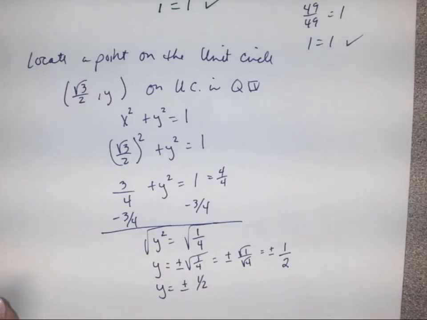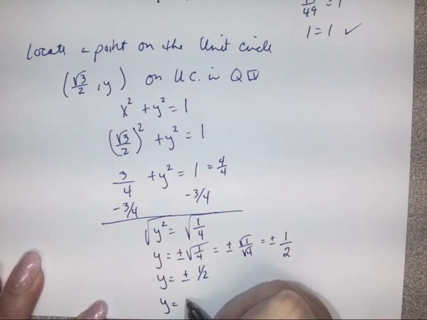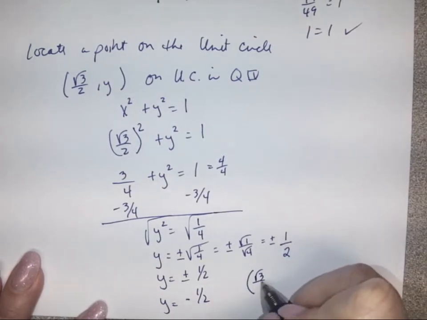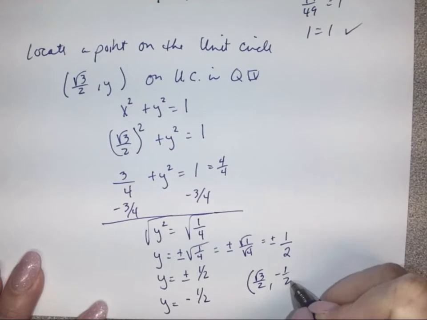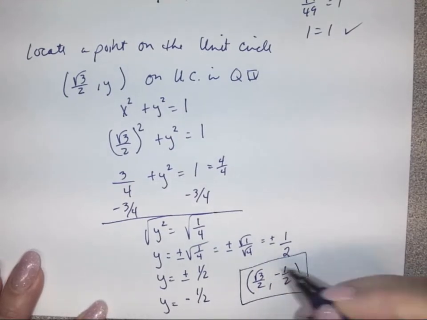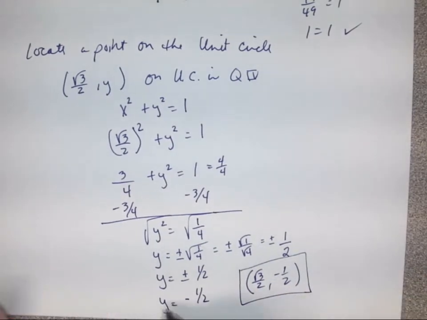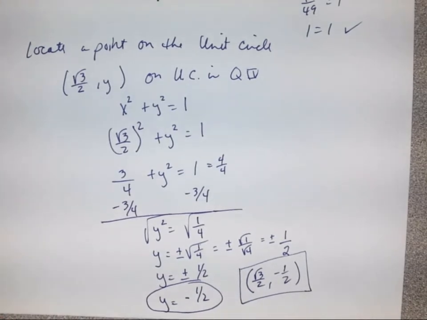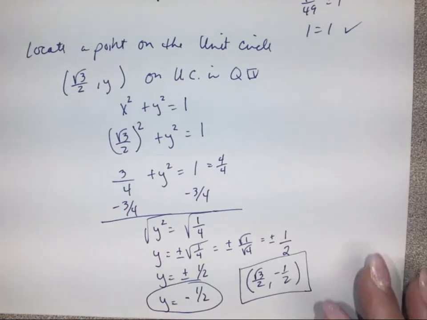So we know that y will be equal to negative 1/2, and our point on the unit circle would be the square root of 3 over 2, negative 1/2. And that would be your point. This would be your answer for y, and that would be the point on the unit circle. Alrighty, so let's go do another one.